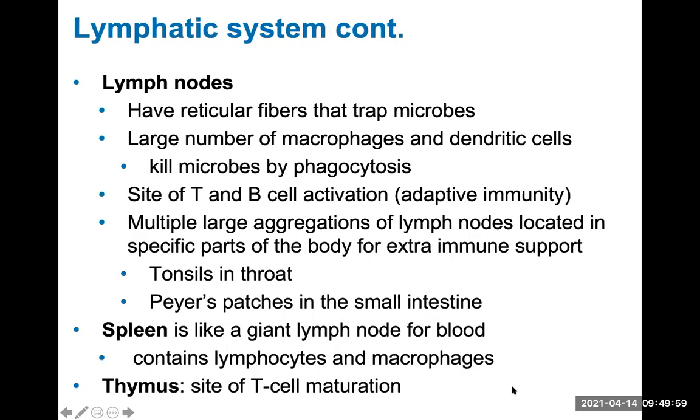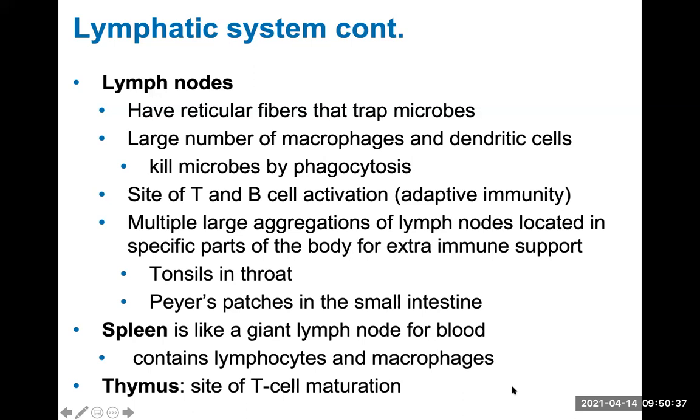Lymph nodes have these special fibers that can trap microbes. They also have a high concentration of white blood cells, such as macrophages, dendritic cells, and your lymphocytes T and B. Okay, so remember, the macrophages and dendritic cells are going to be killing microbes by eating them up, phagocytosis, right? And then your T and B cells are going to work to provide adaptive immunity. And we'll talk about what they do next week when we talk about the adaptive immune system.